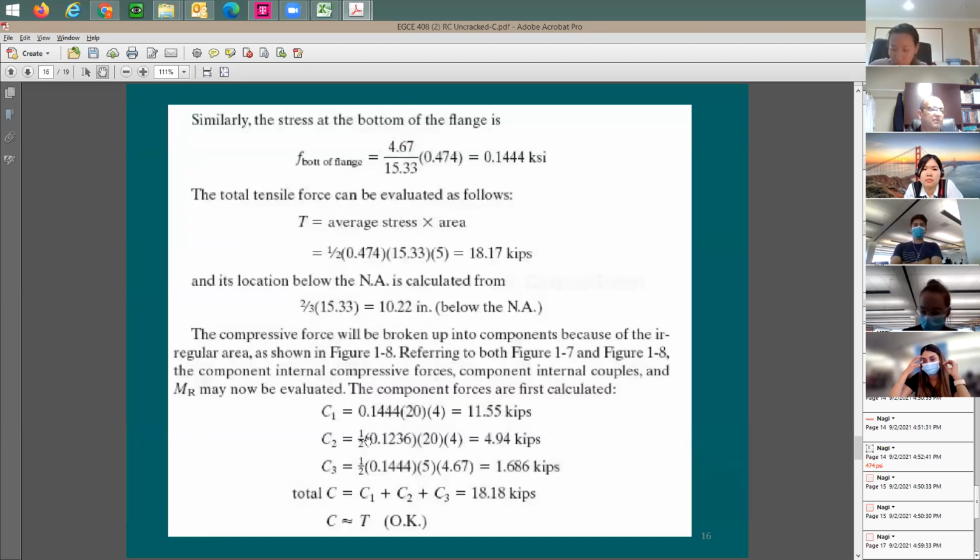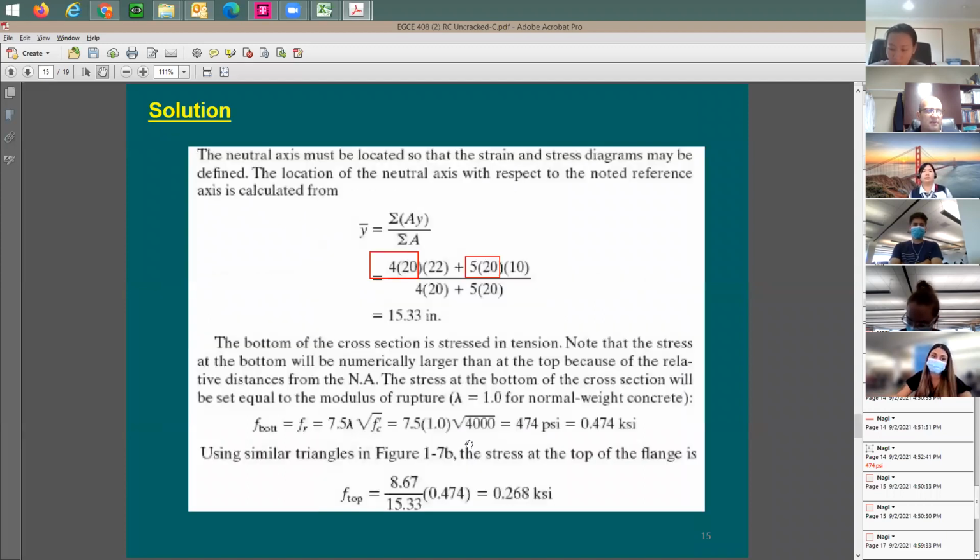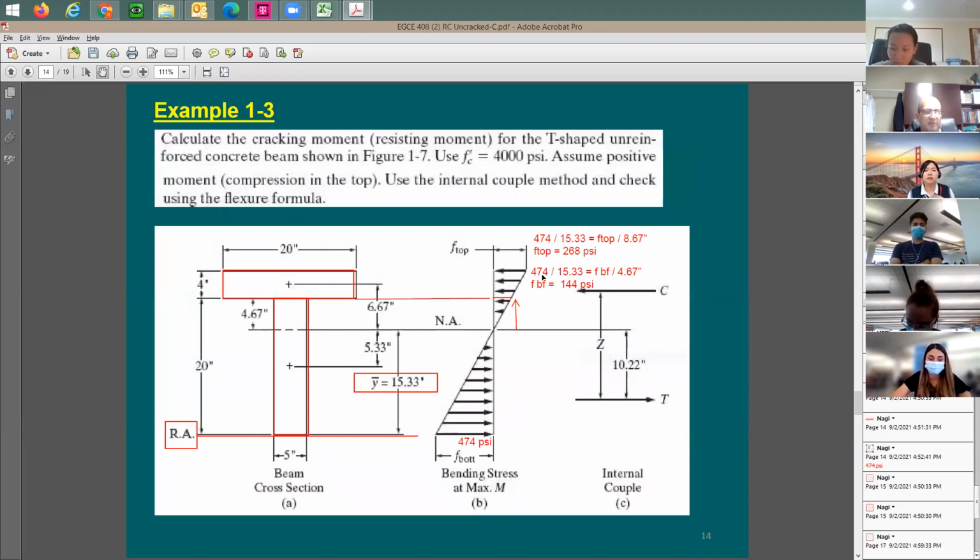Okay, let me see how the forces were determined. The first force is going to be this rectangular block on the top. By doing integration, you can say this is going to be the 144 psi times 20 for the width of the flange times 4 inches. So where does this 144 come from? I thought, based on this analysis, if you remember, it was equal to 268. You know what? This is 268, 144, 4.67.